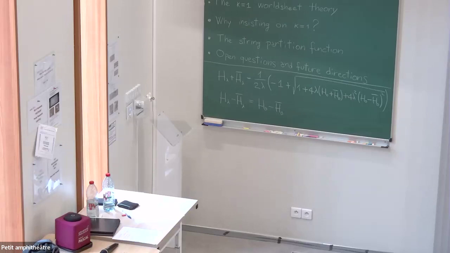So let's try to answer the question: why are you insisting on taking the level to be 1? Because there are a number of difficulties that arise only when k is bigger than 1.